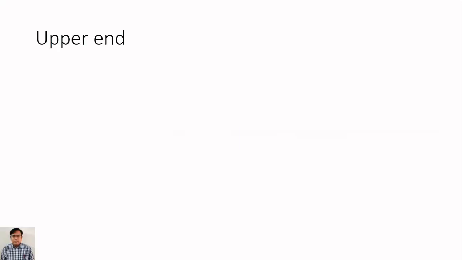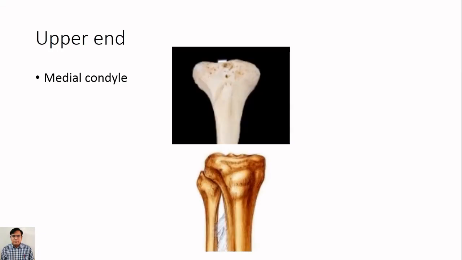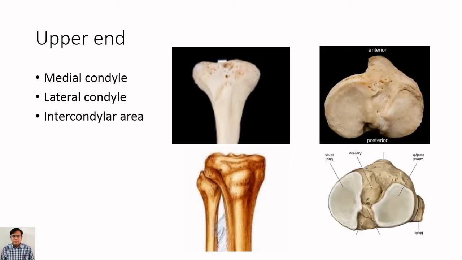Now the features of the tibia. Upper end is having medial condyle, this is medial condyle, then lateral condyle, this is lateral condyle, then intercondylar area. So this is a superior view of tibia. So medial condyle and lateral condyle. In between these two condyles, the area present is known as intercondylar area. This one.